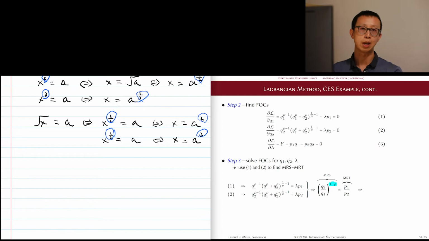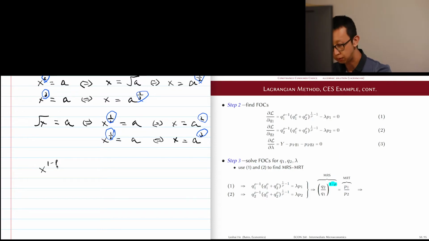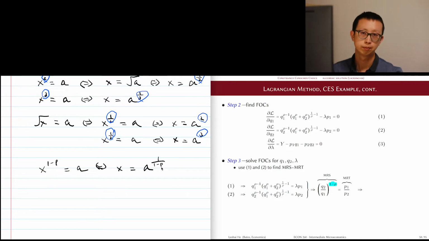So now let's say we have an equation that says x raised to the power of 1 minus rho is equal to some constant a. How can we get rid of the power on x and still have an equivalent equation? Well, what we can have is x is equal to a to the power of, you guessed it, 1 over 1 minus rho. That's exactly the same rule.